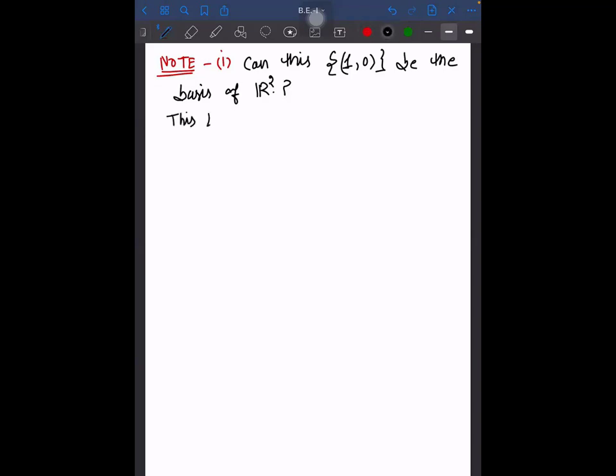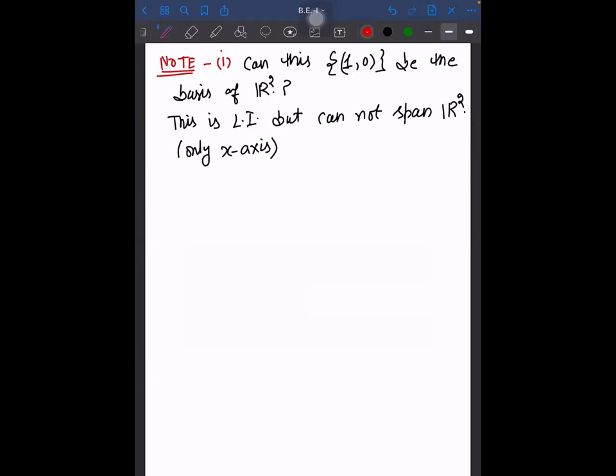Exactly. So this is LI, but it cannot span R2. Then what can it span? Yes, only the x-axis, right? It spans only one dimension. And the same holds for (0, 1) as well. (0, 1) can span only the y-axis, right?